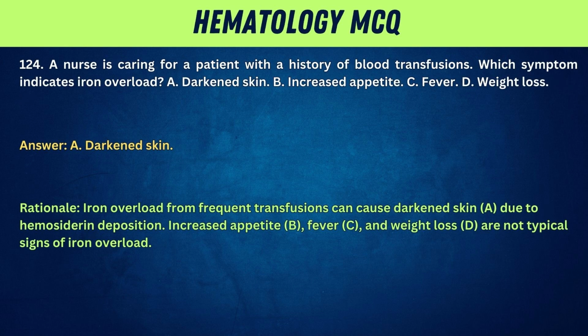124. A nurse is caring for a patient with a history of blood transfusions. Which symptom indicates iron overload? A. Darkened skin. B. Increased appetite. C. Fever. D. Weight loss.